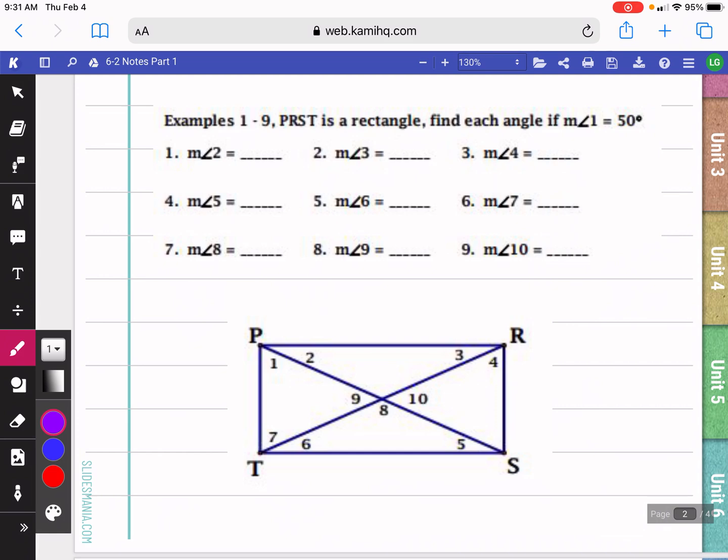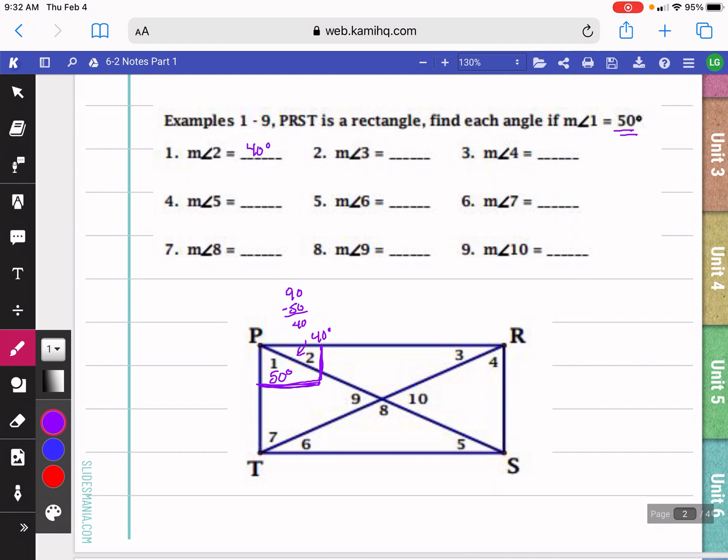So first, let's do a simple problem without algebra, where we're just finding the measure of angles. Here we know that the measure of angle 1 is 50 degrees. So if I wanted to find angle 2, I know that angle 1 and angle 2 together form a right angle. So they form 90 degrees. So to get angle 2, I would subtract 90 minus 50 and get 40. So angle 2 is 40 degrees.